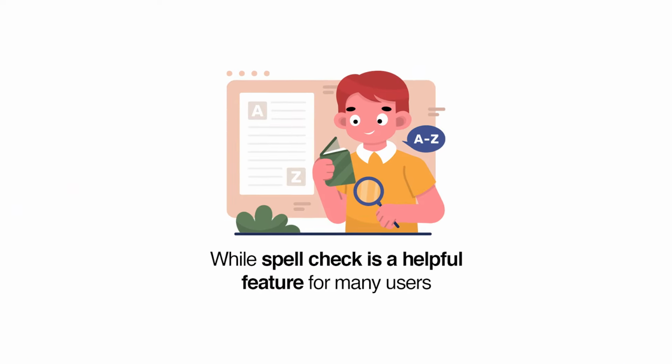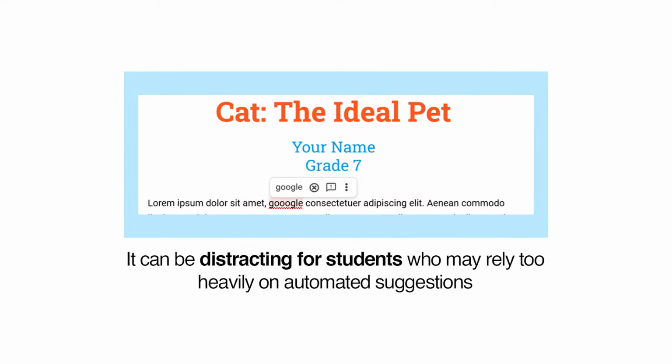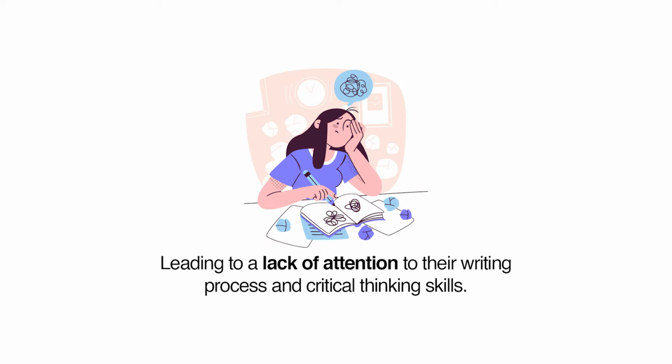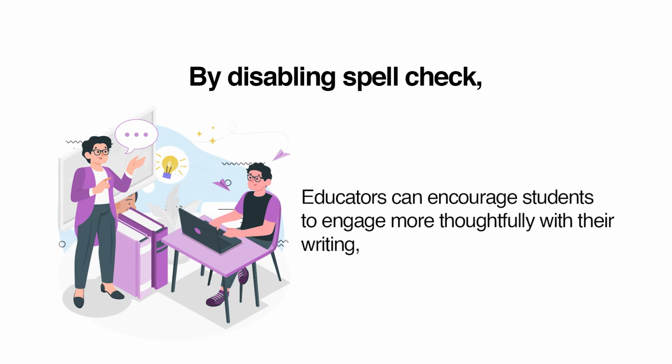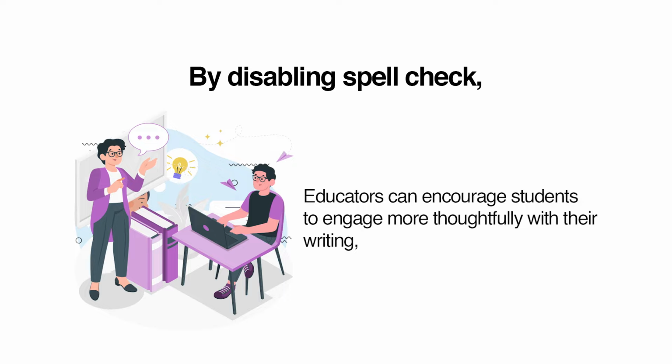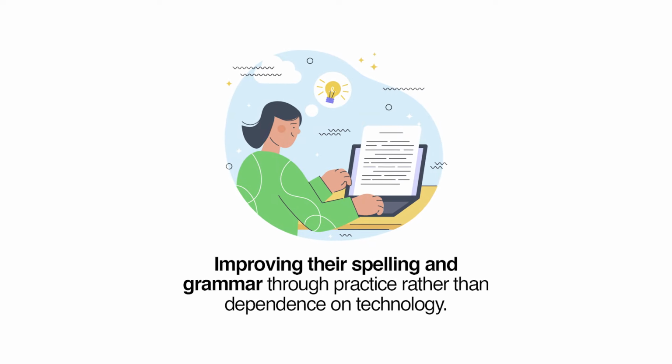While spell check is a helpful feature for many users, it can be distracting for students who may rely too heavily on automated suggestions, leading to a lack of attention to their writing process and critical thinking skills. By disabling spell check, educators can encourage students to engage more thoughtfully with their writing, improving their spelling and grammar through practice rather than dependence on technology.